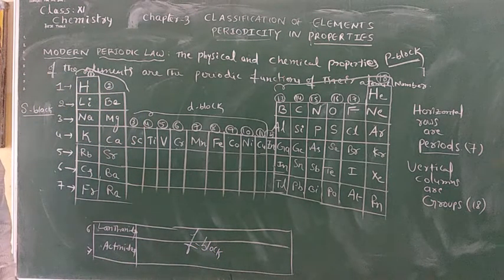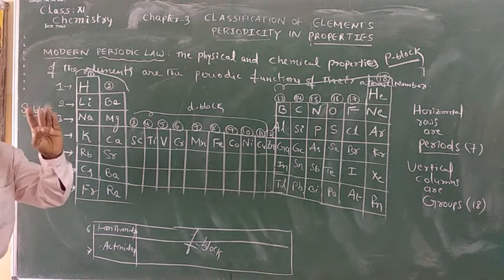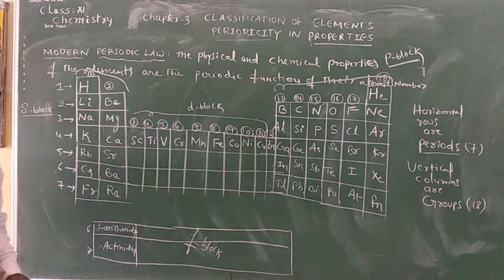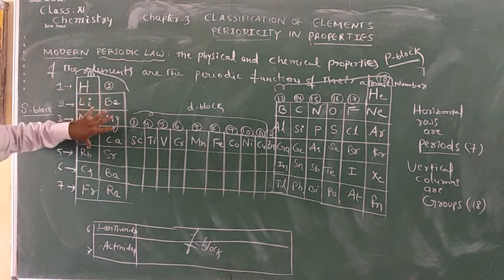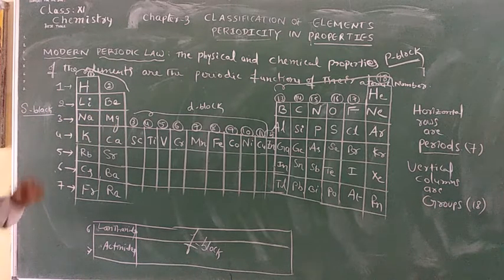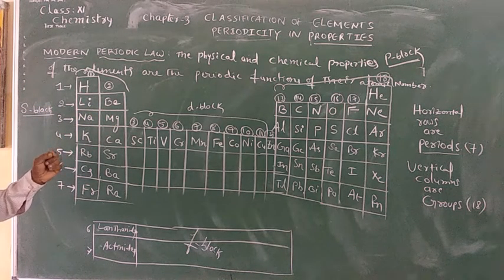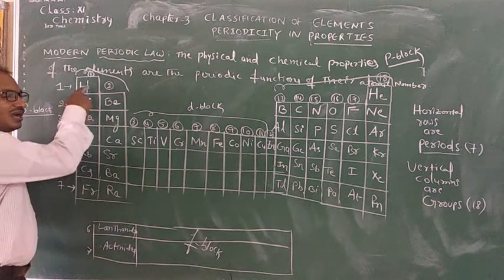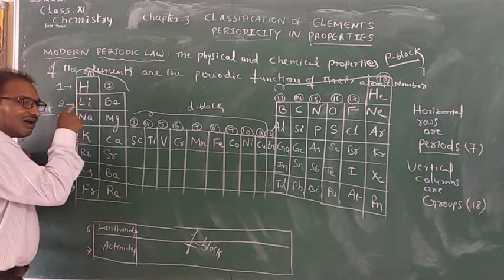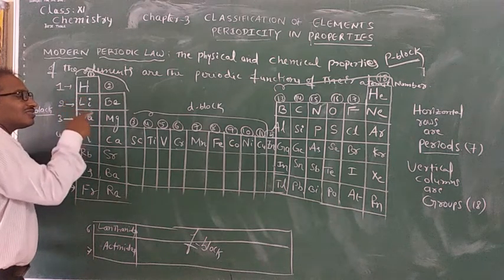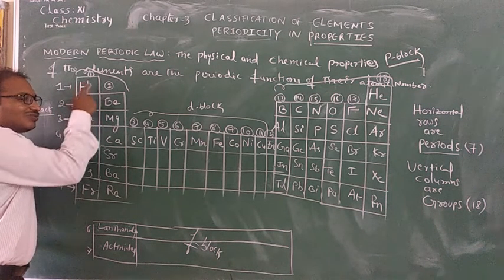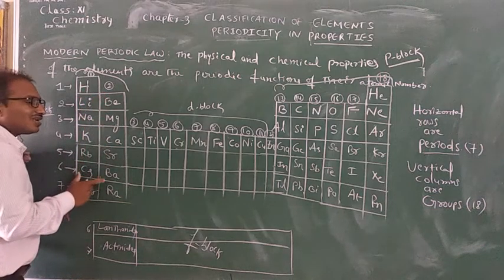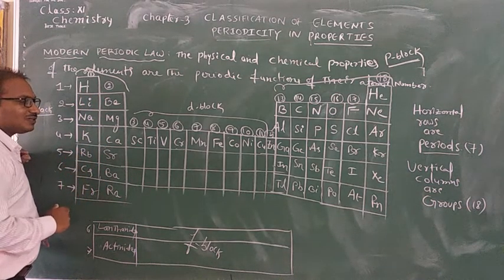Now, total how many blocks? S block, P block, D block, F block. Total 4 blocks. Why are these elements called S block elements? It means the differentiating electron, or last electron, enters into the S subshell or S orbital. That is why these elements are kept as S block elements.